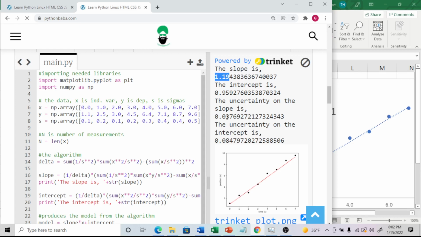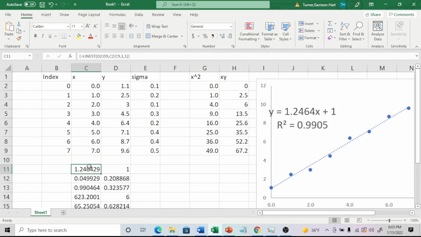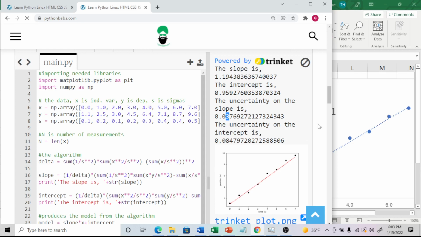And the uncertainty on that is 0.03. Actually, technically, if we're going to go to two decimals, it's 0.04. So that could be anywhere between 1.15 and 1.23, right? And this is 1.25, and that could be anywhere between 1.20 and 1.30 if we round to two decimal places here. So the slopes overlap, right? The uncertainties in our slopes overlap with these two methods.